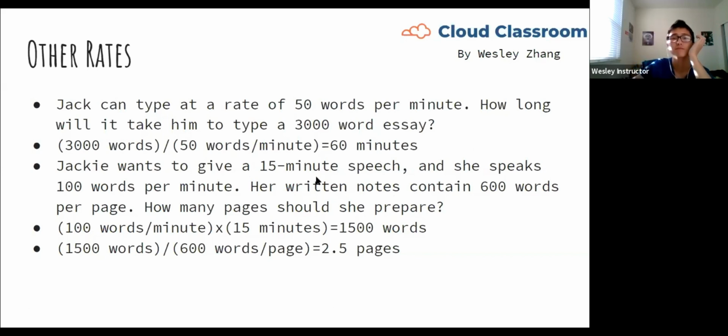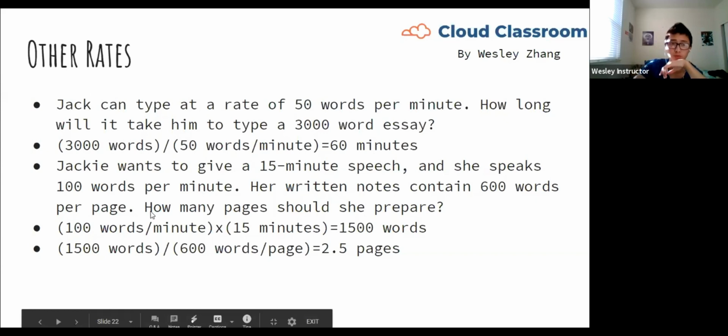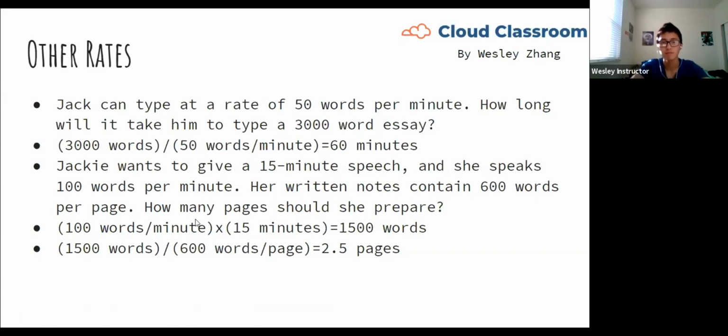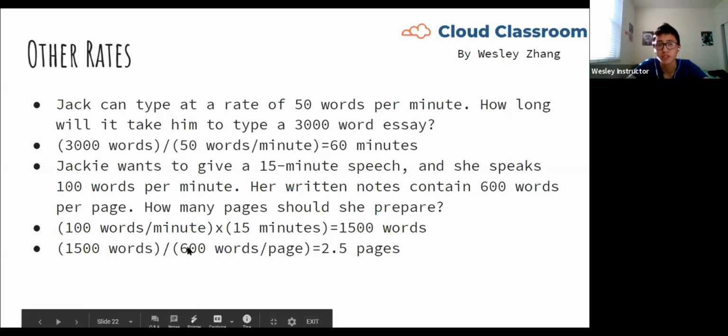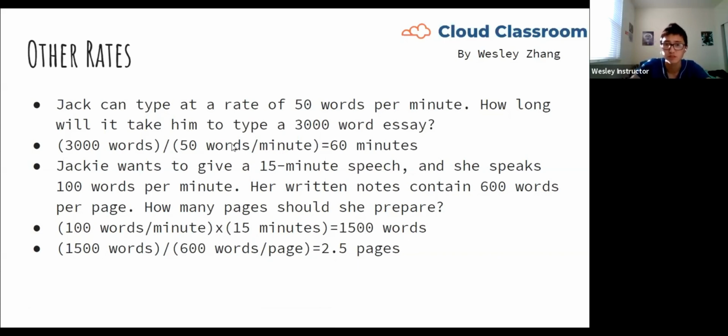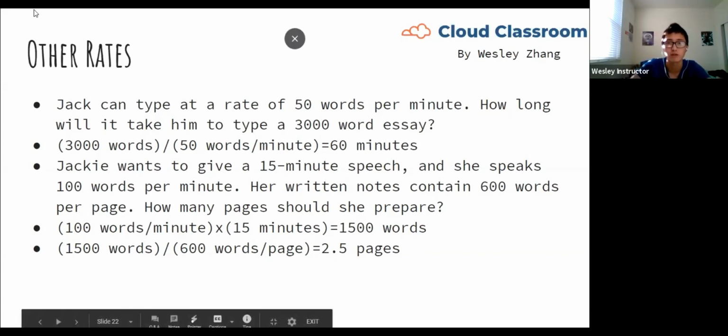All right, Jackie wants to give a 15-minute speech, and she speaks 100 words per minute. Her written notes contain 600 words per page. So how many pages should she prepare? So we have the rate 100 words per minute times 15 minutes. So her speech has 1,500 words in total. And she can fit 600 words into one page. So 1,500 divided by 600, and that equals 2.5 pages. So she should prepare 2.5 pages.